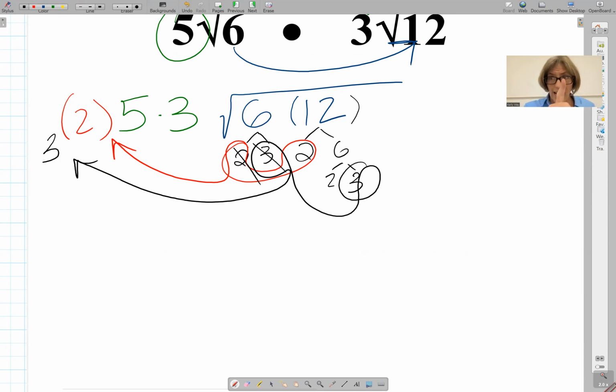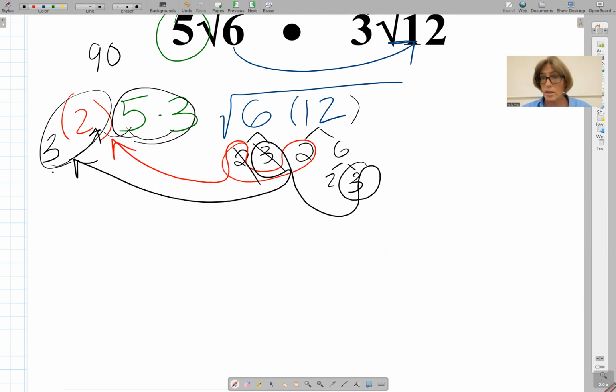And now on the outside, you multiply. 3 times 2 is 6. 6 times 5 is 30. 30 times 3 is 90. Another way to do this would be 6 times 15. Which is still 90. So on the outside, I have 90.